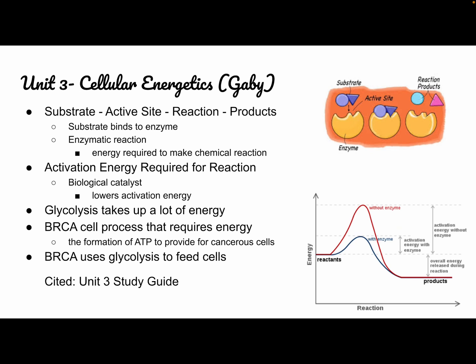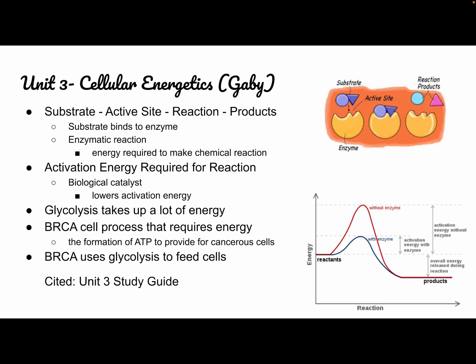Unit 3, Cellular Energetics. The substrate, active site, reaction, and products. A substrate binds to the enzyme, and then there's an enzymatic reaction, and the energy required to make the chemical reaction varies for the needed substrate and active site. The activation energy is required for the reaction. There is a biological catalyst, and this can lower the activation energy, shown in the image on the bottom right. An example is glycolysis, which takes up a lot of energy and starts off with glucose and is broken down.